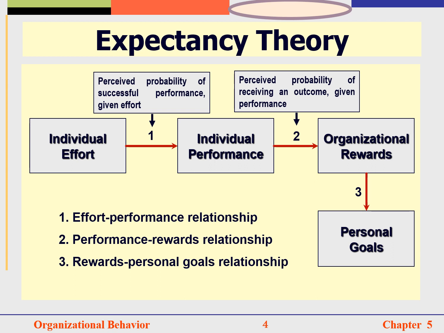And these are the three relationships. The first one is the effort to performance relationship. The second is the performance to rewards relationship. And the third one is the rewards to personal goals relationship. So any individual here should make a decision based on these probabilities.